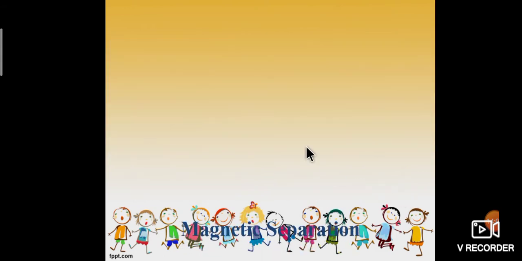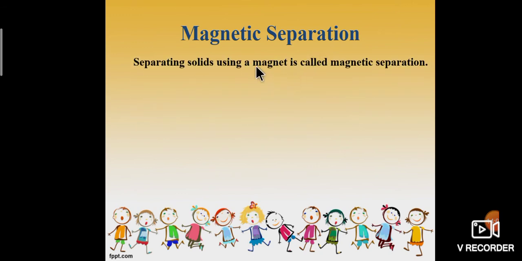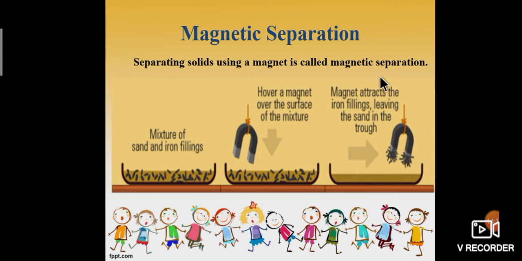Now, shall we see about magnetic separation. What is magnetic separation? Separating solids using a magnet is called magnetic separation. For example, first take a mixture of sand and iron filings. Hover a magnet over the surface of the mixture. Here, hover means to wait near something. Yes, the magnet near the mixture. Wait a minute and watch.